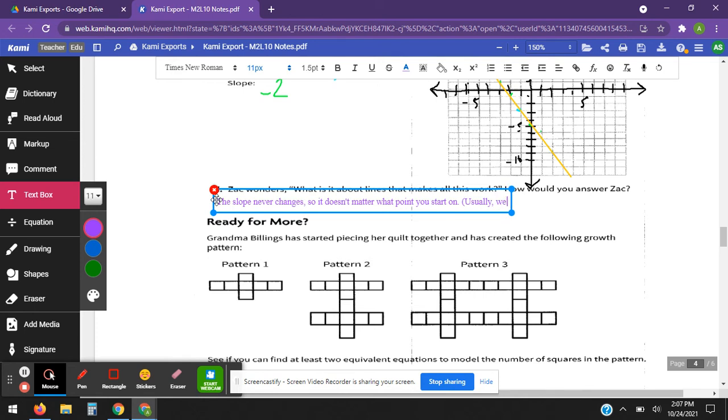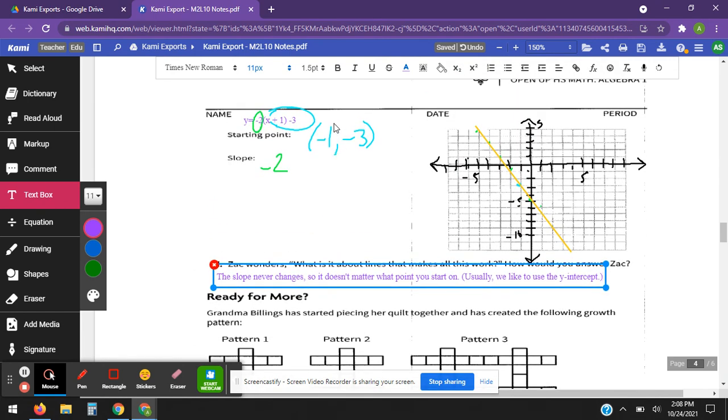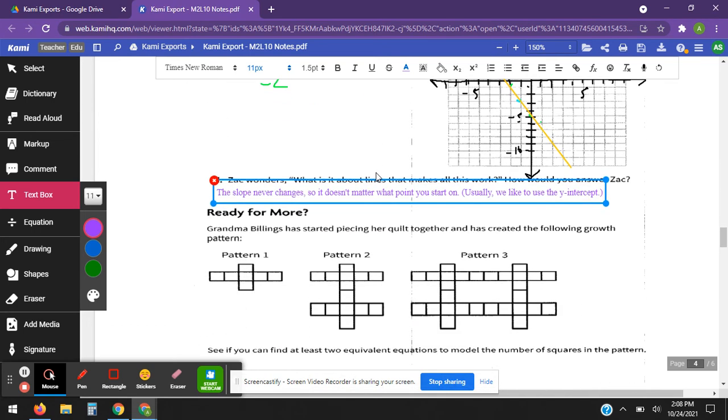Usually, we like to use the y-intercept. That's basically what you've learned up until you got into algebra: slope-intercept form. Once you had the y-intercept, you could write the slope from there. And from here, it had been -2n minus 5. But you realize if we go up to left 1, then we are now at (-1, -3). So it's all part of that.